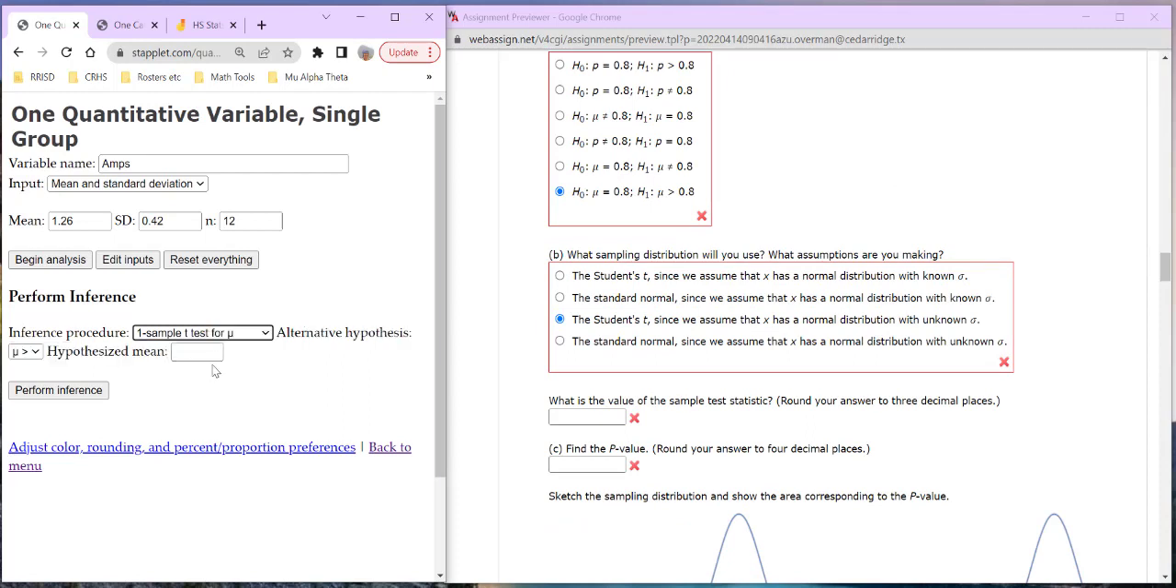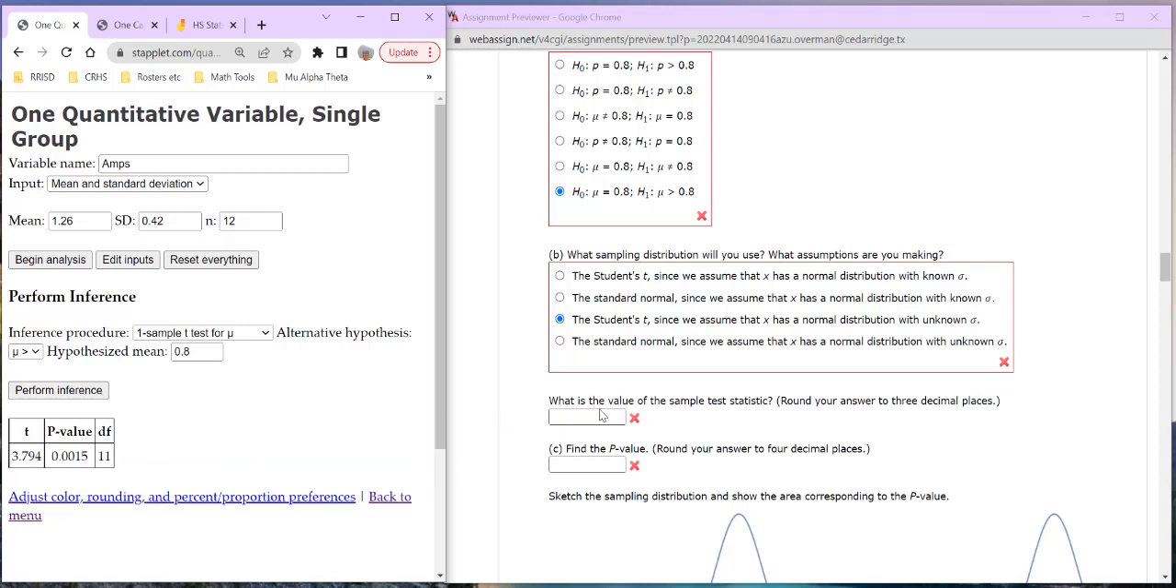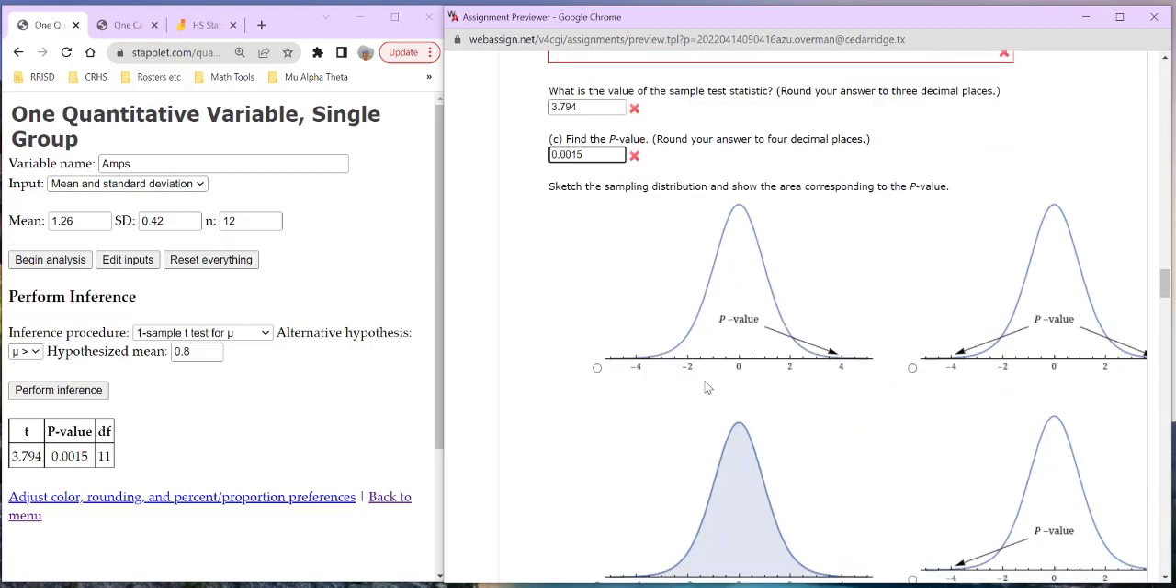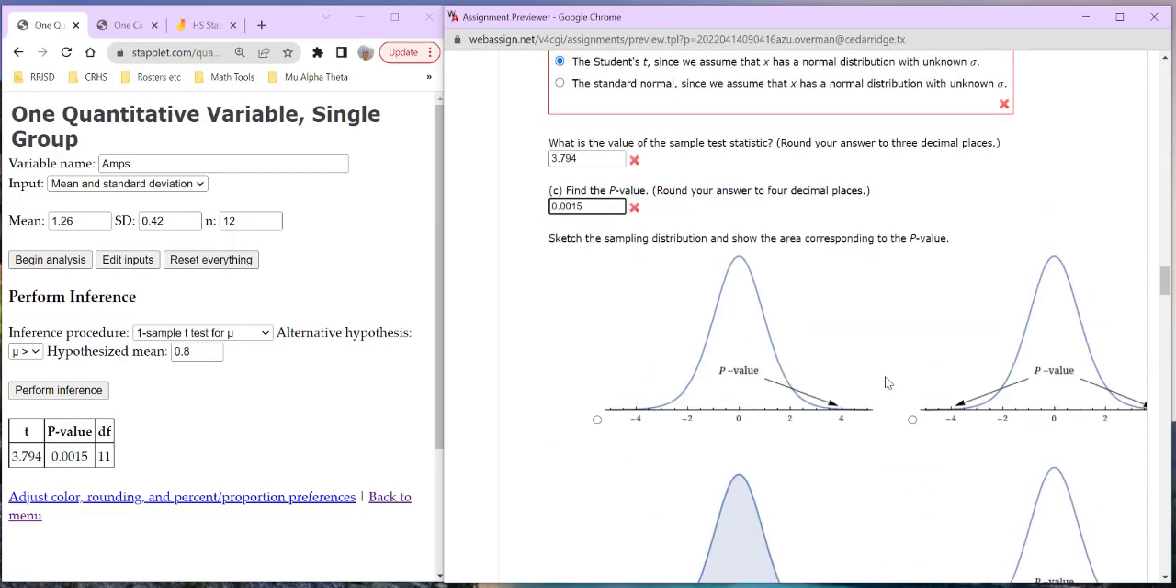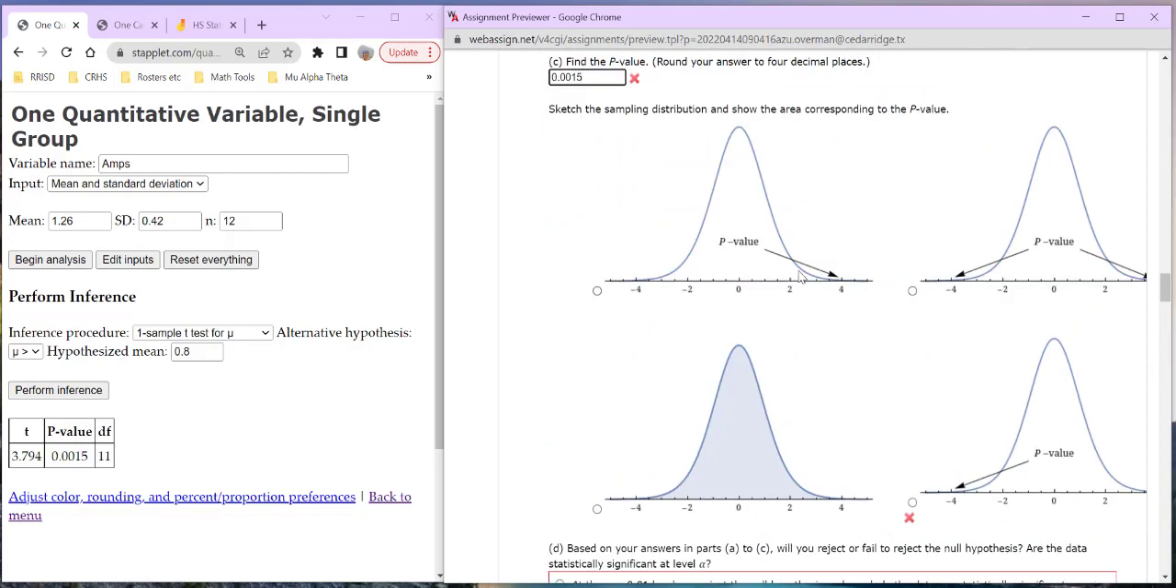Notice it doesn't have any others. And we said our mu is greater than 0.8, that's already in the correct direction right there. Perform inference, and there's our test statistic, 3.794. And we have a really tiny p-value, so we're going to reject again. We're going to the right, so the shading is to the right. See, it's so tiny, they were nice. They said the p-value's over there.